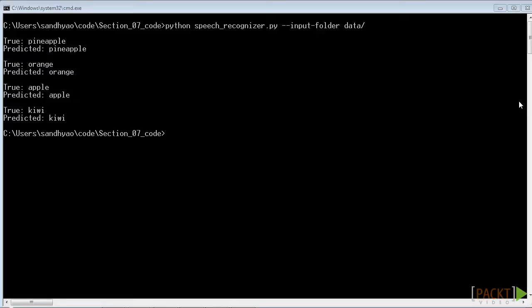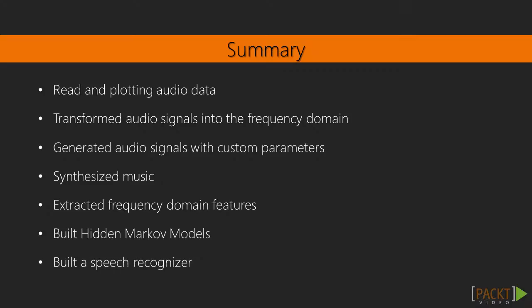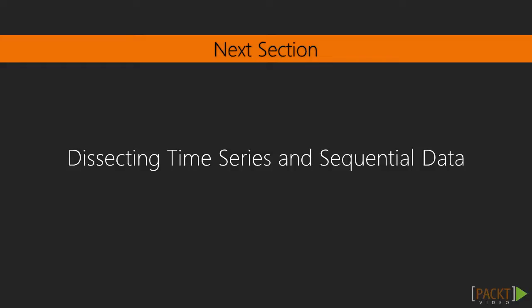So, now we know how to build a speech recognizer. In this section we began with reading and plotting audio data, and then we transformed audio signals with custom parameters. We also synthesized music, extracted frequency domain features, built hidden Markov models, and finally we built a speech recognizer. In the next section we'll be dissecting time series and sequential data.